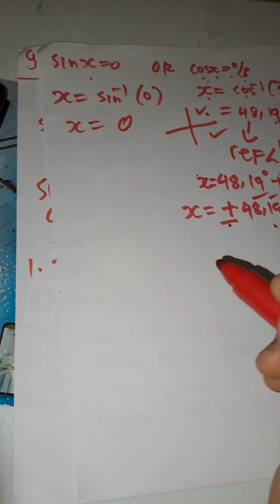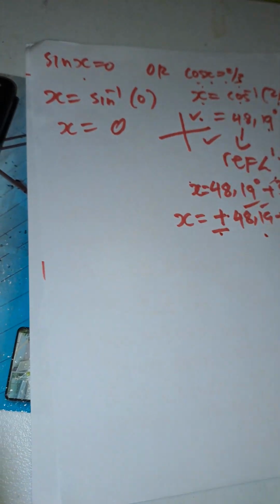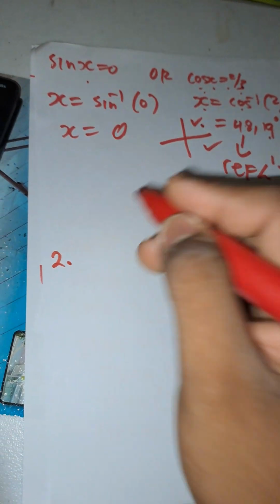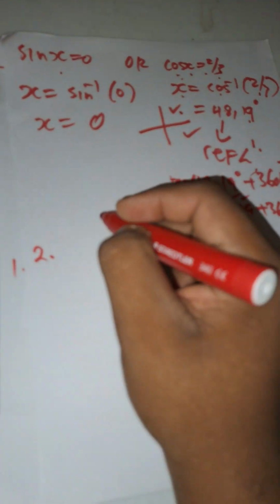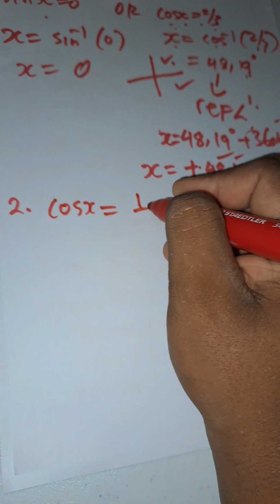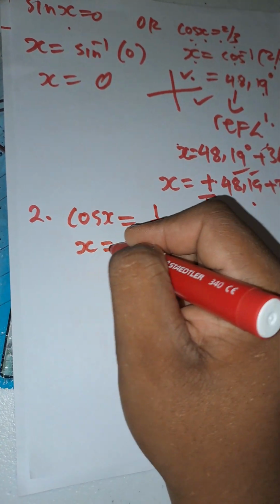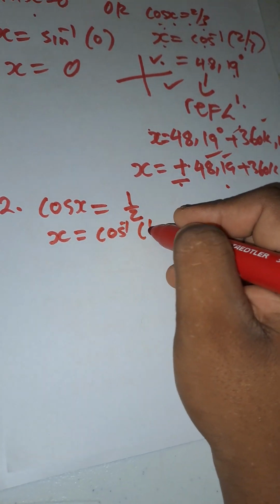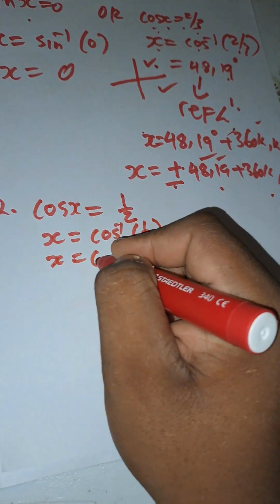So let me check another example, number 2. Let me just do the easiest. Cos x is equal to half. I know it is going to be x is equal to cos inverse of 1 over 2, and then x is equal to 60 degrees.